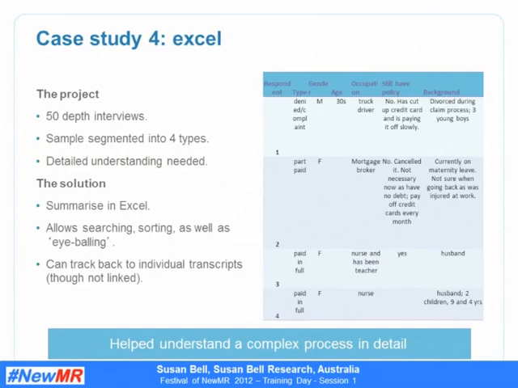The fourth one is using Excel. Now this is a live project. We're doing 50 depth interviews. They're segmented into 4 types, and I need to understand the behavior and attitudes of 4 different types of people. And my client wants really, really detailed understanding of their behavior and the processes they went through. And so we've simply put it into Excel. There's 1 row per respondent or participant, and it's perfect in this case because it allows us to search, it allows us to sort, and it allows us to eyeball it as well. And we can track back to individual transcripts.